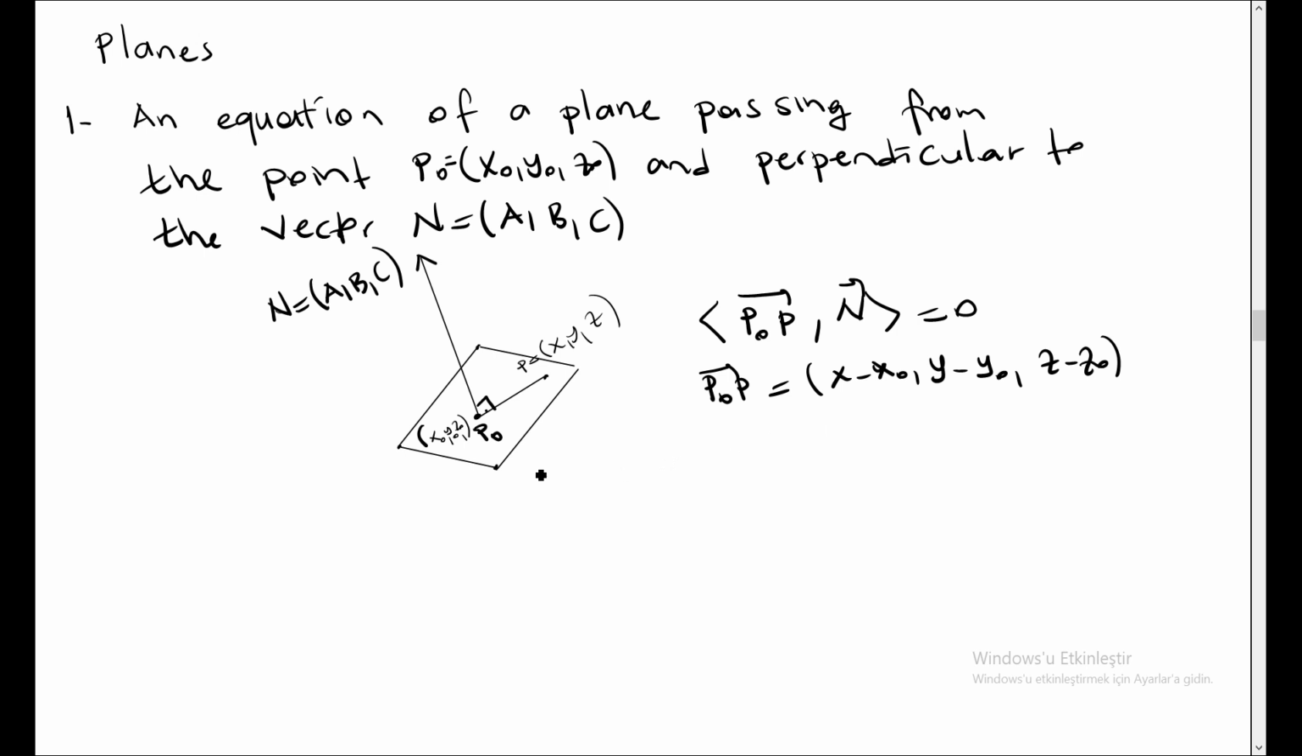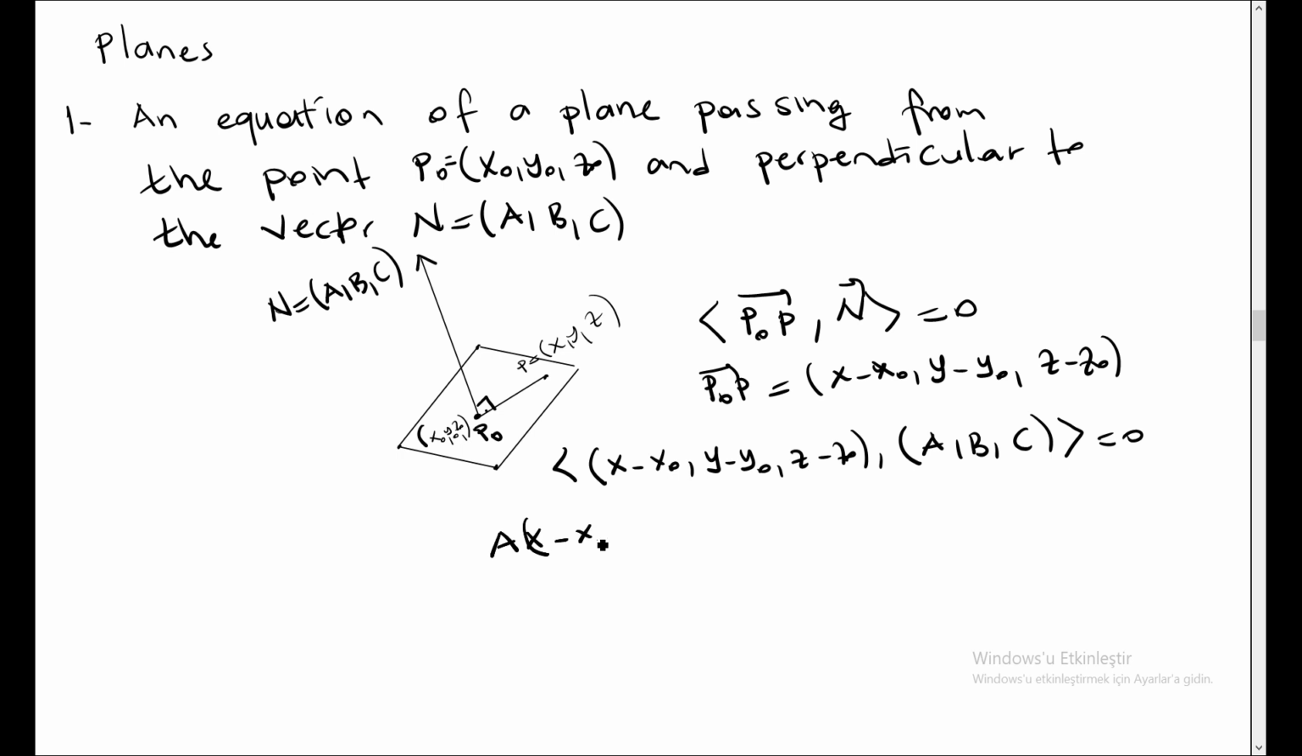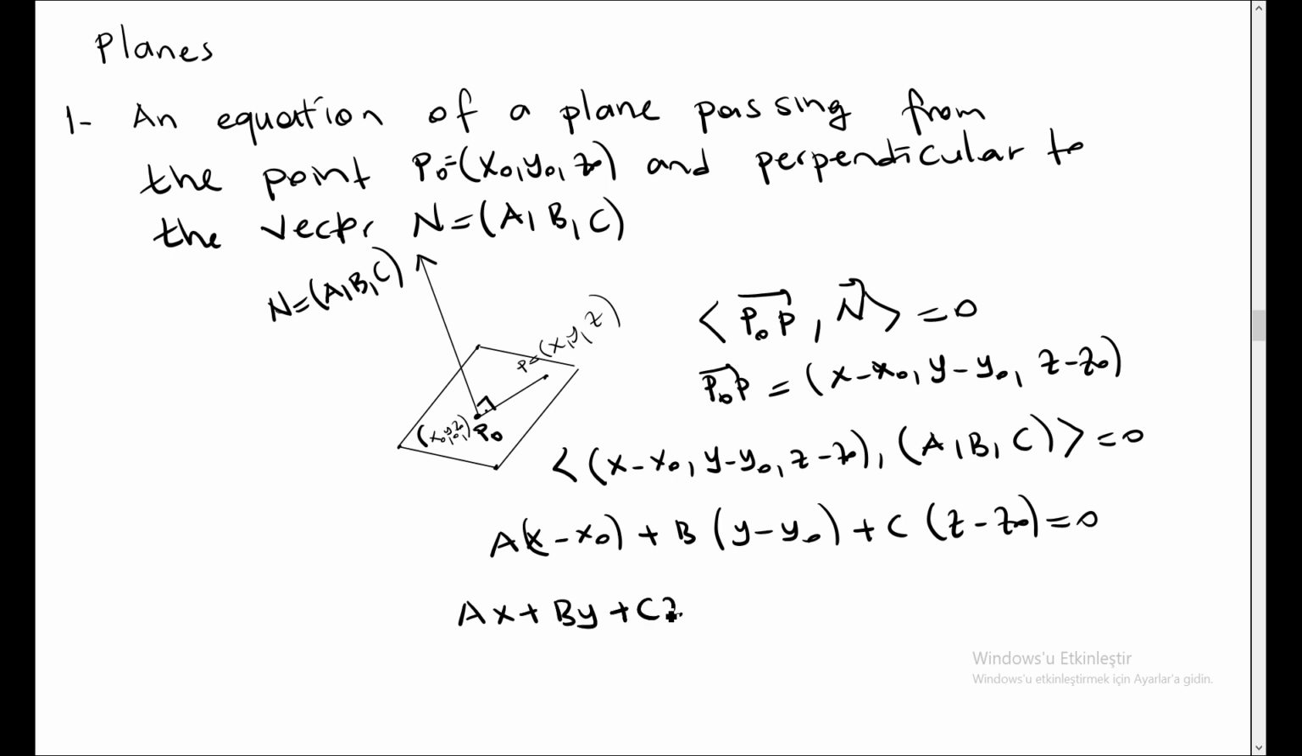Okay, so if you put this information here, we have (x minus x sub 0, y minus y sub 0, z minus z sub 0) times (a, b, c). So this inner product gives a times (x minus x sub 0) plus b times (y minus y sub 0) and c times (z minus z sub 0) equals 0. If we arrange this equation, we have ax plus by plus cz minus a x sub 0 minus b y sub 0 minus c z sub 0 equals 0.